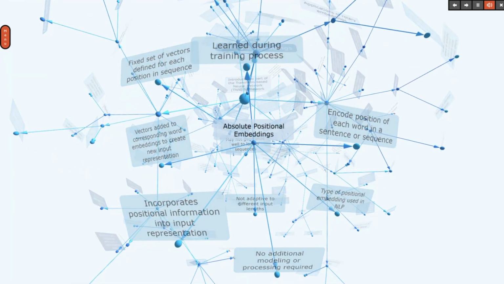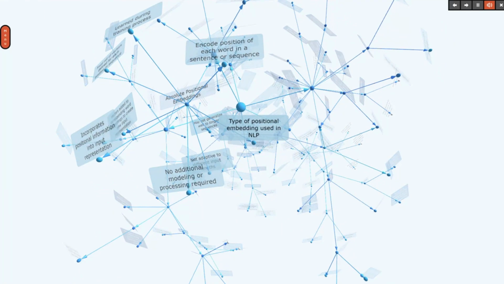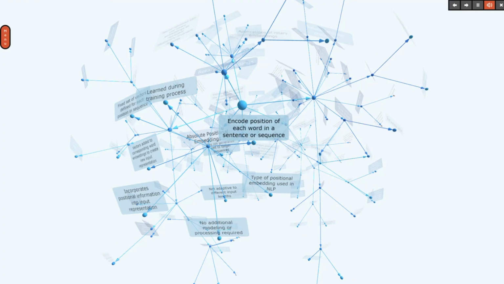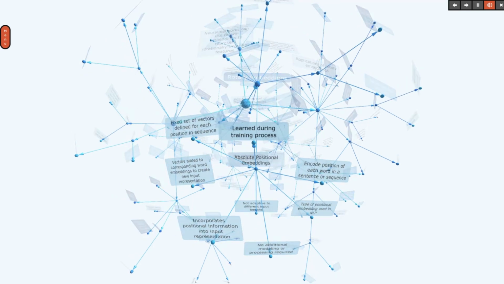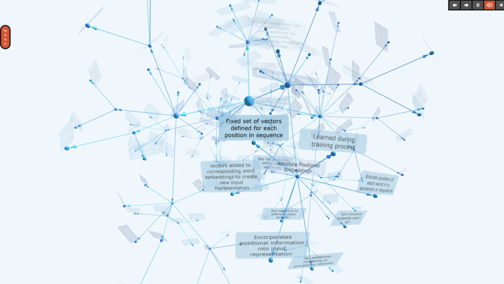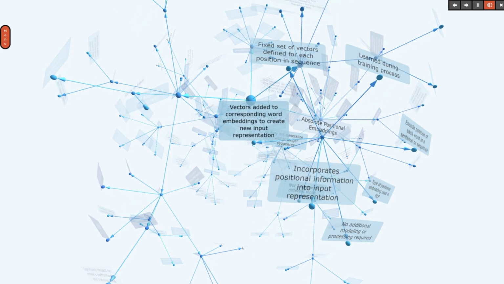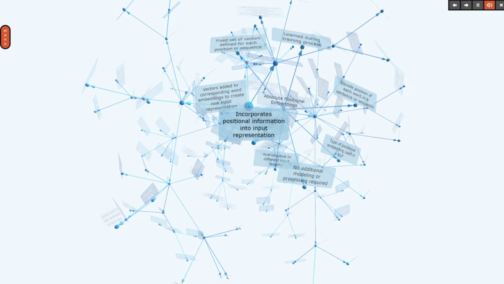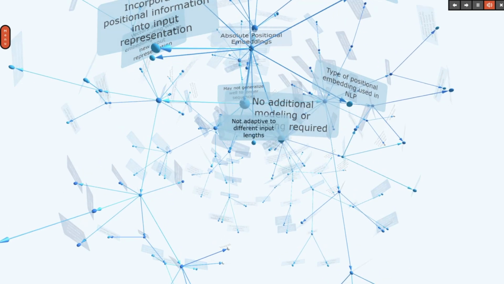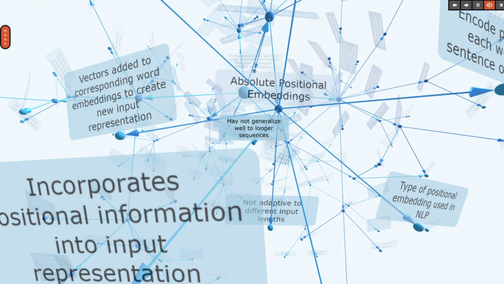Absolute positional embeddings. Type of positional embedding used in NLP. Encode position of each word in a sentence or sequence. Learned during training process. Fixed set of vectors defined for each position in sequence. Vectors added to corresponding word embeddings to create new input representation. Incorporates positional information into input representation. No additional modeling or processing required. Not adaptive to different input lengths. May not generalize well to longer sequences.